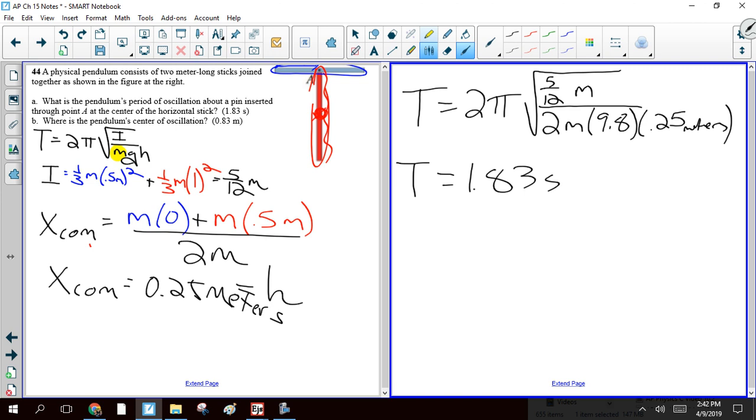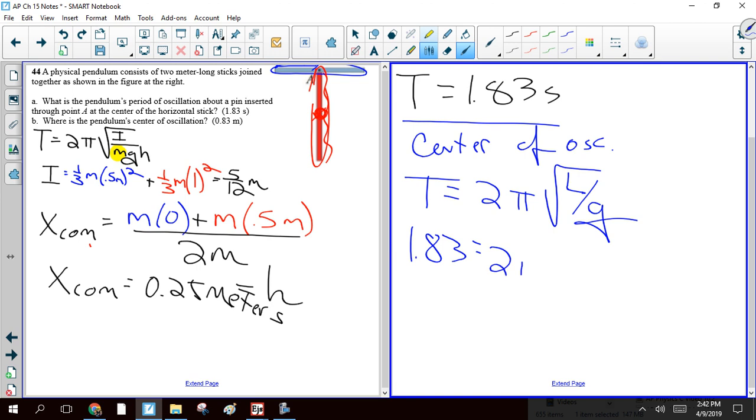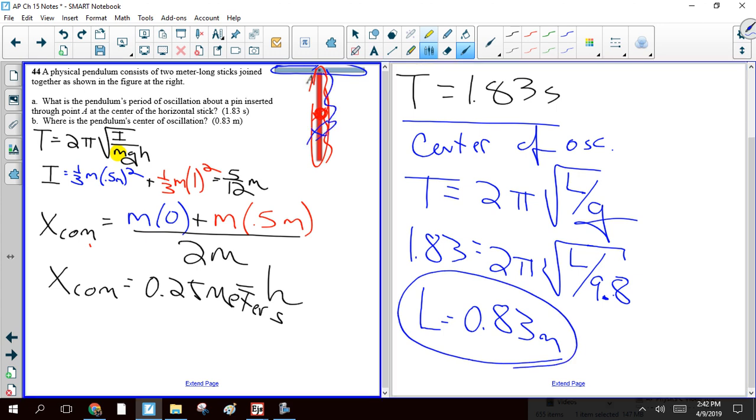All right? So the last thing we have to do is find the center of oscillation. Well, if it was a simple pendulum, the period would be 2 pi times the square root of length over g. I know that my period has to be 1.83, so I'm just going to solve for the length now. Solve for L, and you end up getting 0.83 meters, which means that my center of oscillation is 0.83 meters down from the top.